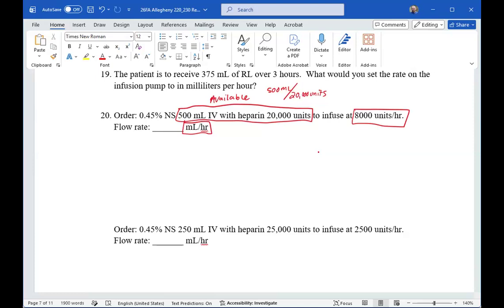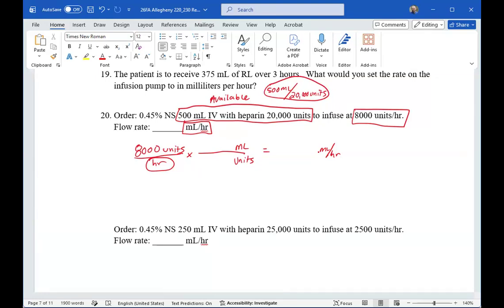So the way that I prefer when I'm setting this up, I like to take my starting flow rate, which is 8,000 units per hour. And what I want to do is set up a conversion that'll help me get to ml per hour. So I already have my hour where I want it, but I have units here and I don't want units. What do I want? Well, what I want goes here. I want milliliters. And I want to know, can I convert milliliters from a given units? And I can.